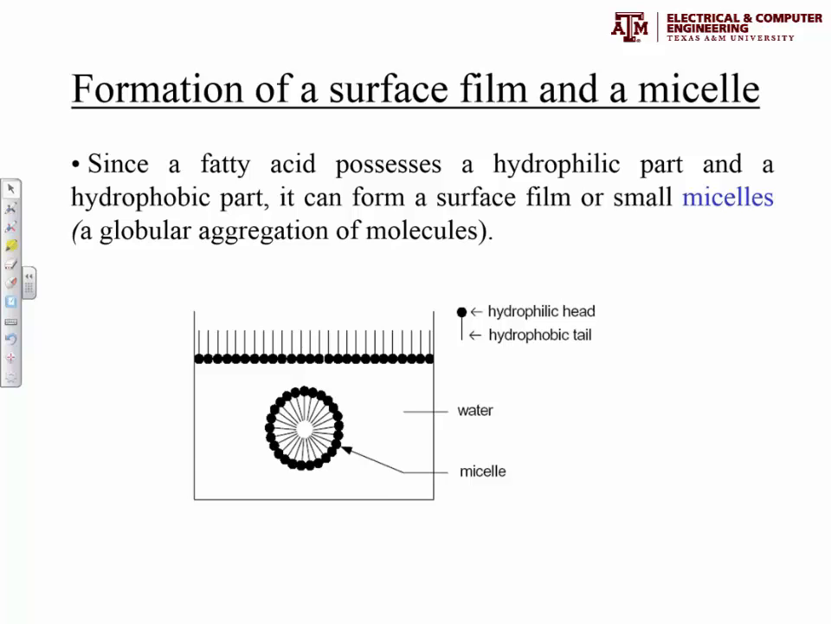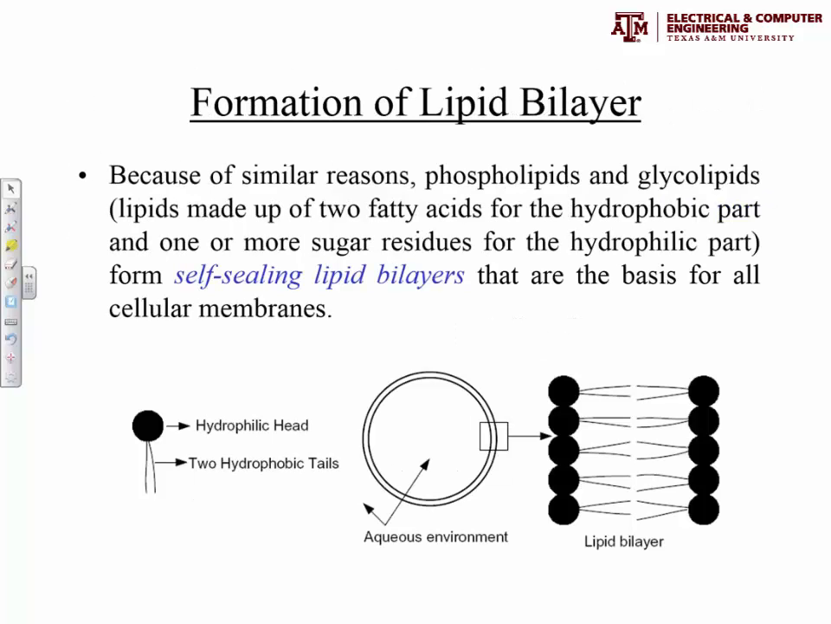Another example is the formation of the lipid bilayer, which I discussed in the first chapter. Because of similar reasons, the phospholipids and glycolipids, which are lipids made up of two fatty acids for the hydrophobic part and one or more sugar residues for the hydrophilic part, form these self-sealing lipid bilayers, which are the basis for all cellular membranes. Again, the two hydrophobic tails and a hydrophilic head, in an aqueous environment, will form a bilayer where the hydrophilic part is facing the water and the hydrophobic part is staying away from the water.